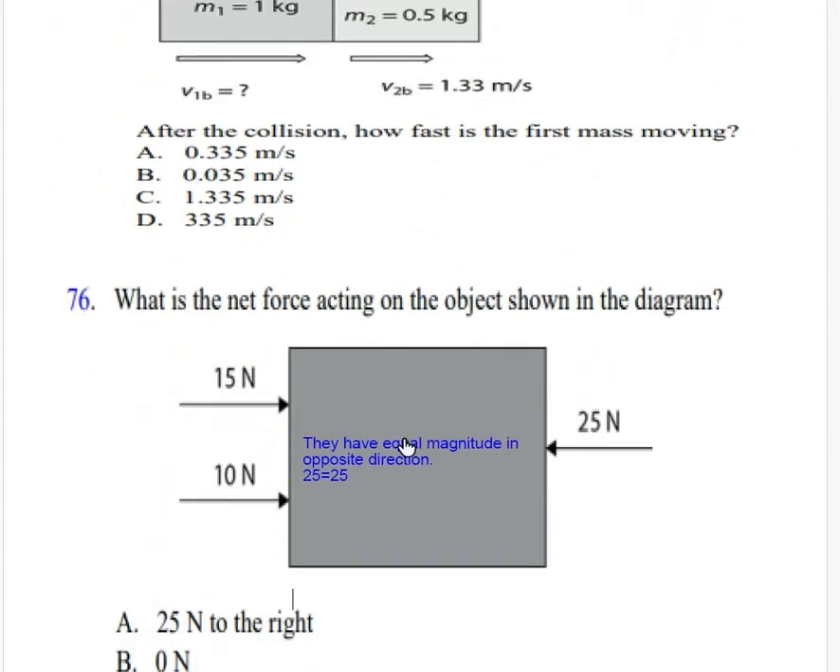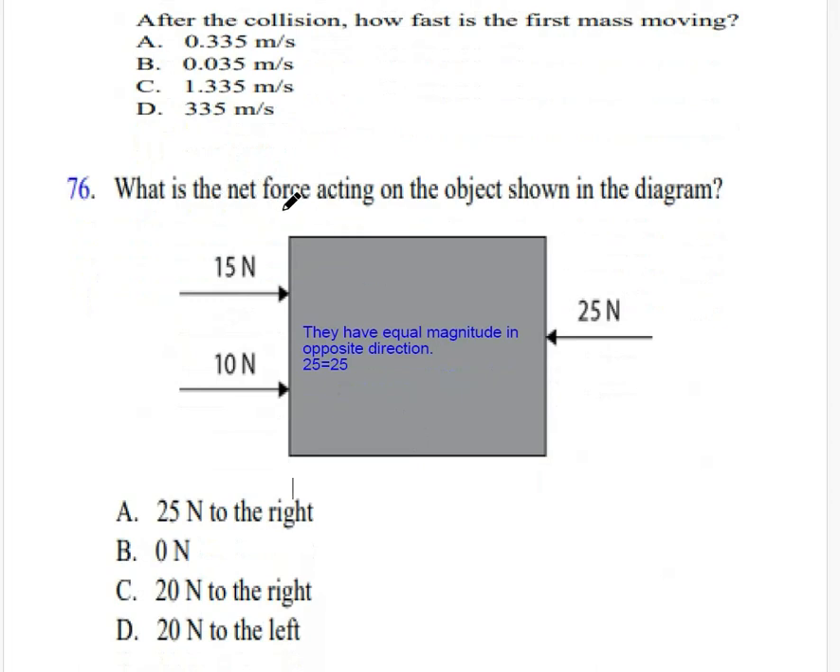Let's have 76. What is the net force acting on the object shown in the diagram? So we have here two opposing forces, the force to the right and the force to the left. 15 Newtons plus 10 Newtons on this part, and then 25 Newtons on this part. So they are equal in magnitude and opposite in direction. What will be the net force acting on the object? Since they have equal but opposite direction forces, the forces will cancel out. So it will become 0. So 0 is the answer for 76.